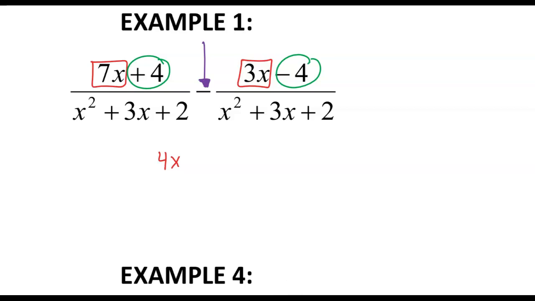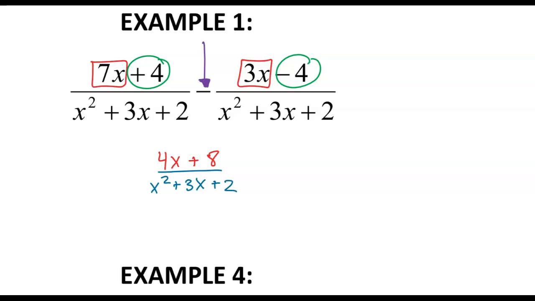0. No. What's 4 minus -4? Ah, the minus negative makes that an addition problem now. So 4 plus 4 is actually 8. So we have 4x plus 8 over x squared plus 3x plus 2.